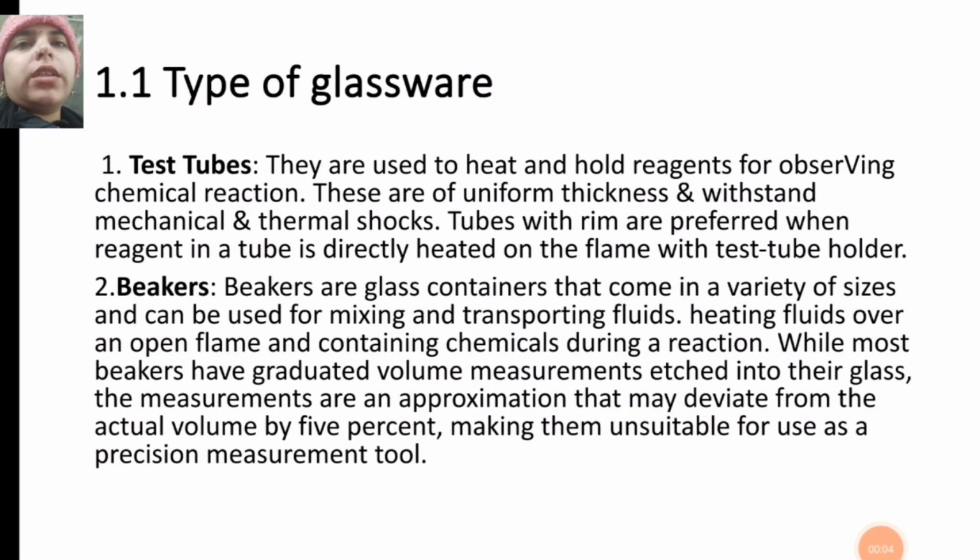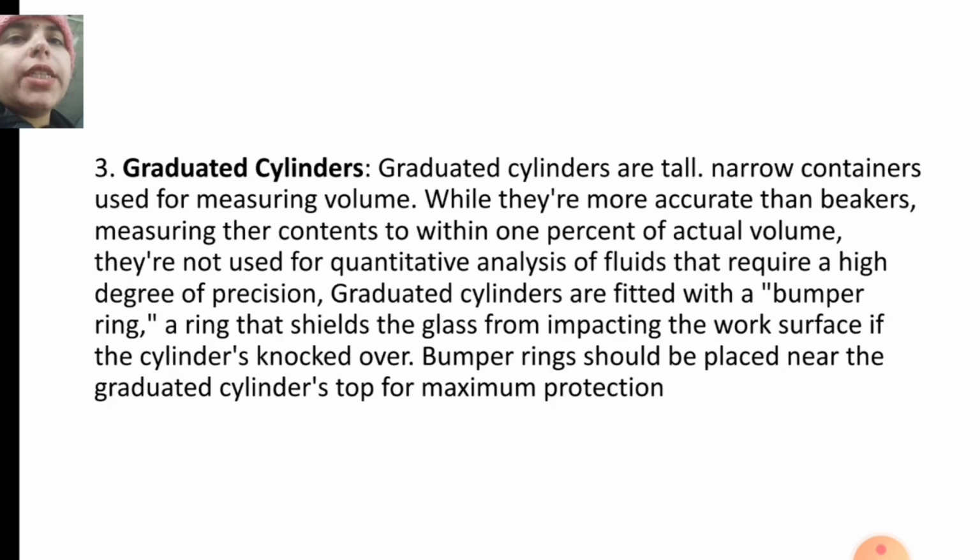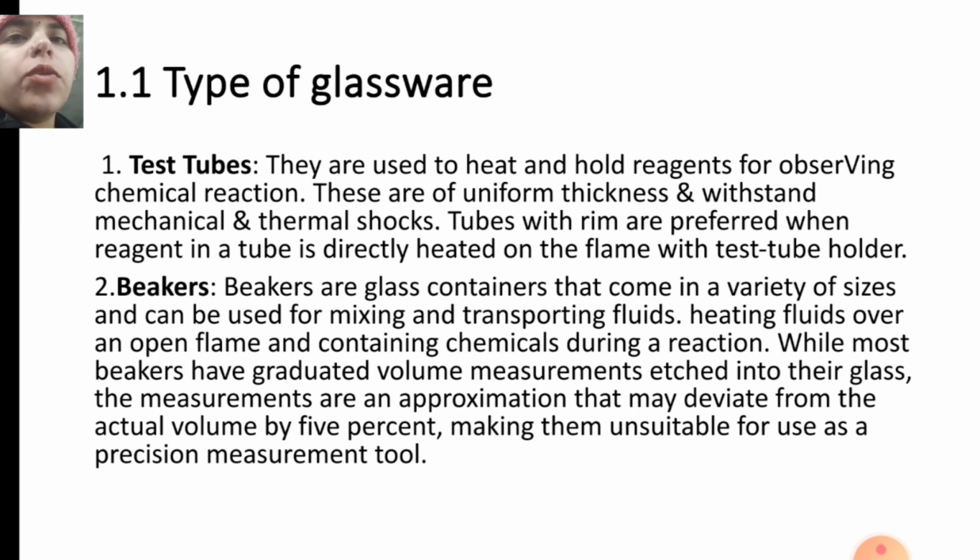In today's class, I will discuss the types of glassware. There are the following types of glassware: first, the test tube; second, the beaker; and third, the graduated cylinder. First is the test tube. What is a test tube?